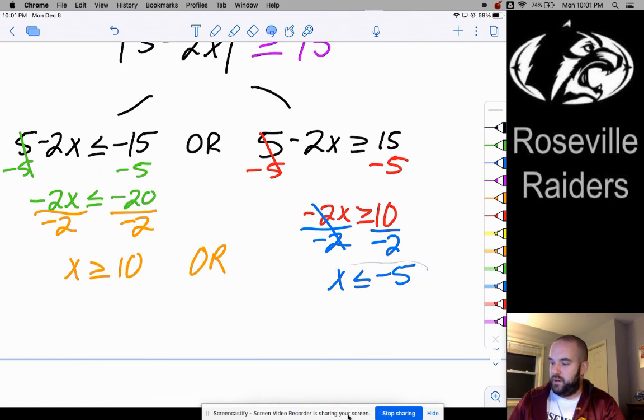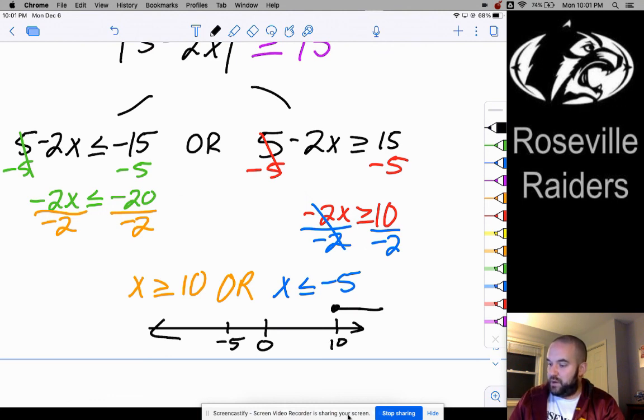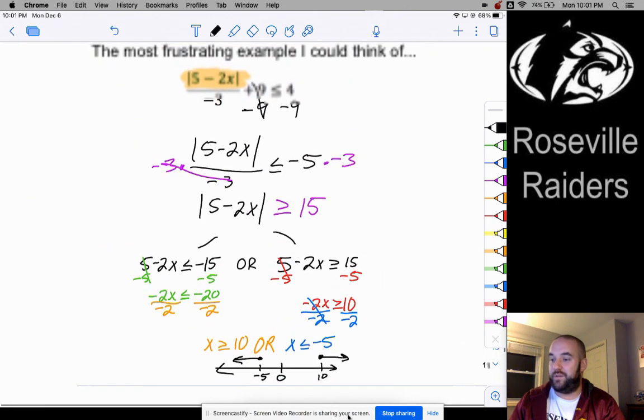So this right here is my solution. x has to be greater than or equal to 10, or x has to be less than or equal to negative 5. If I was going to throw that on a number line real quick, I would say here's 0, here's 10, here's negative 5. In orange, we have x has to be greater than or equal to 10, or x has to be less than or equal to negative 5. If you stuck around this long, congratulations. Hopefully this was a fun little challenge for you.